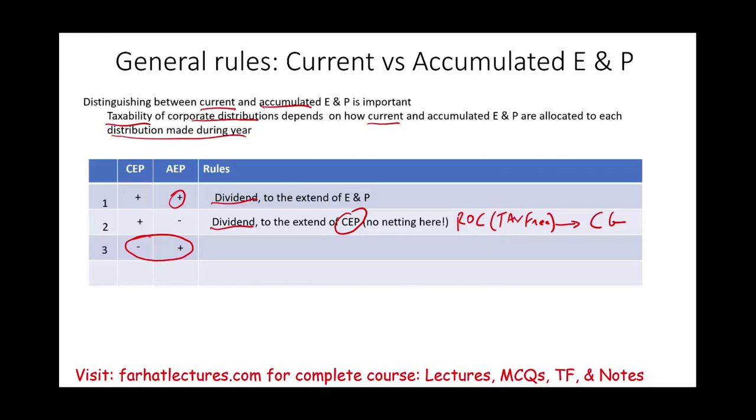Now, why can you net them? Because what is CEP? CEP eventually closes to AEP. What we're saying here is you don't have CEP. CEP is negative. Therefore, if you don't have CEP, go ahead and close it to AEP.